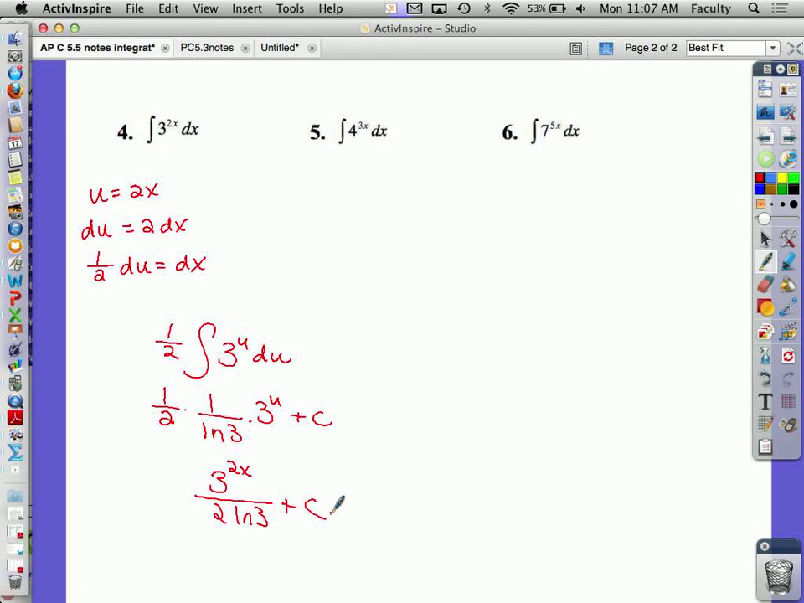Now, if they had ln 9 in the denominator, would you know where that came from? Where would ln 9 be? The 2 in front of the ln is actually the exponent, right? Yes, exactly. You can pull it up, so don't be alarmed. All right, try 5 and 6. I'll give you a head start.